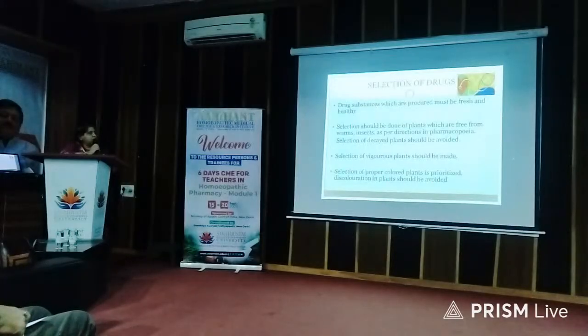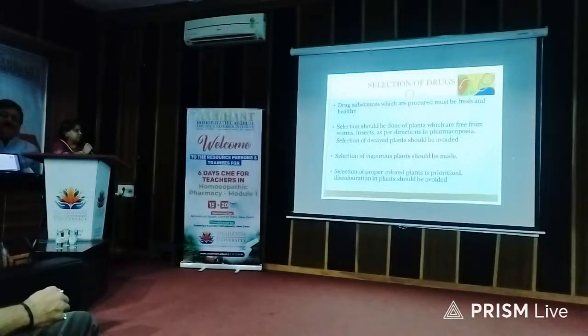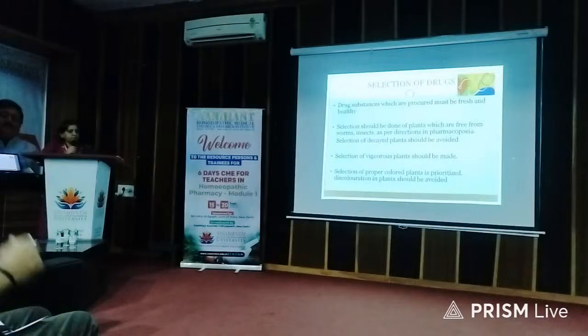Selection of decayed plants should be avoided. Very obviously, if something is decaying or decomposing, then it is losing its composition, and once it loses its composition, we don't have nutrient values left in those plants. Selection of vigorous plants should be made, meaning those plants which are quite healthy. Selection of properly colored plants should be made. If there is some discoloration in the plant, we must discard it.